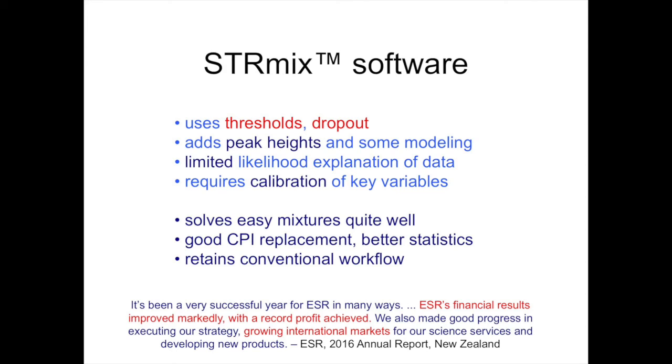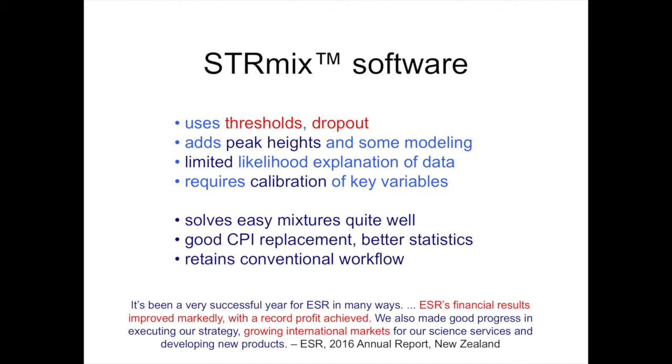STRmix does keep the old concept of threshold. It keeps the old concept of dropout, and in this way it introduces and continues to maintain subjectivity in the analysis. It does add peak heights, so instead of getting rid of the data completely with thresholds, the thresholds determine at what level you begin to consider the peaks with their heights. It throws out all the evidence underneath the threshold. It also does some statistical modeling.